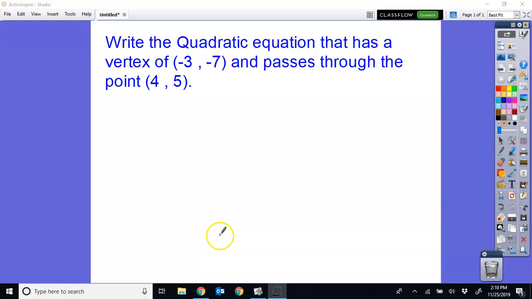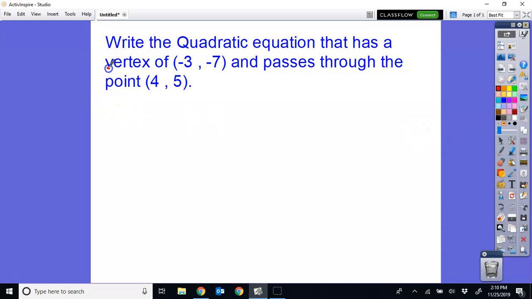So what we're going to do is take a look at writing a quadratic equation with information that is given to us. Remember, this is one of those big key categories of this particular chapter. So, writing the quadratic equation that has a vertex of (-3, -7) and passes through the point (4, 5).